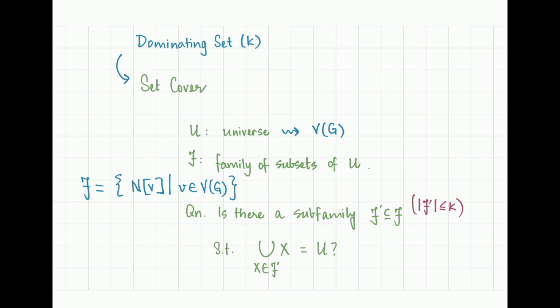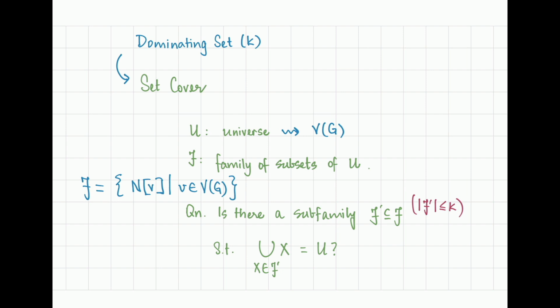And I claim that if you take the union of all of these K sets, then you have covered the universe. Suppose not. So suppose there's some element in the universe that's left out, it's not covered by all of these sets, then notice that the corresponding vertex is also not dominated back in the graph G, because if it was dominated, consider which vertex is dominating it.